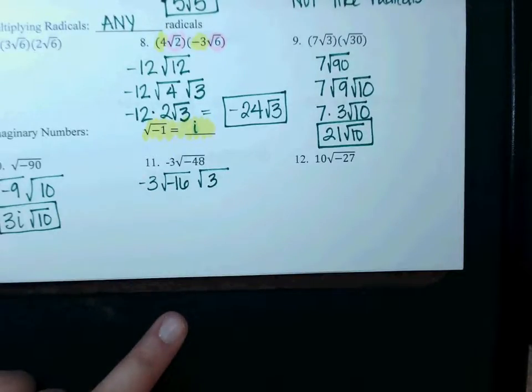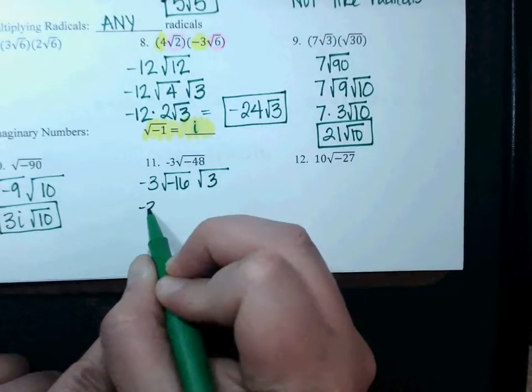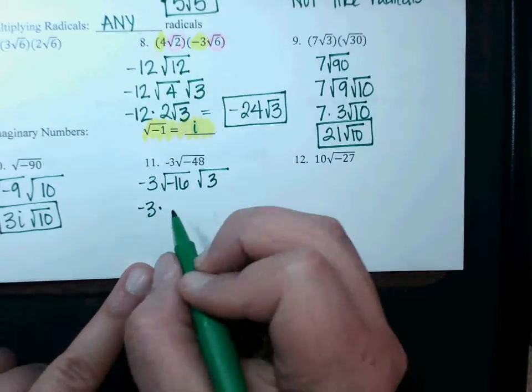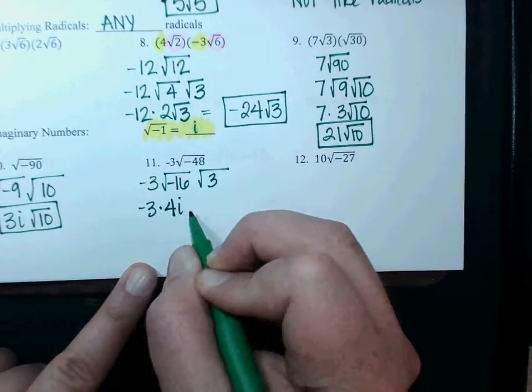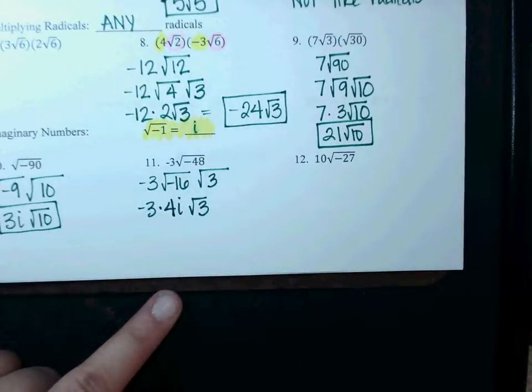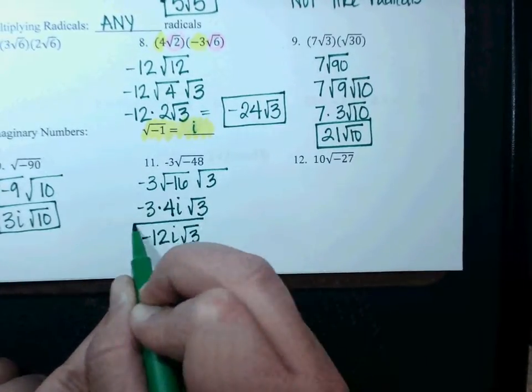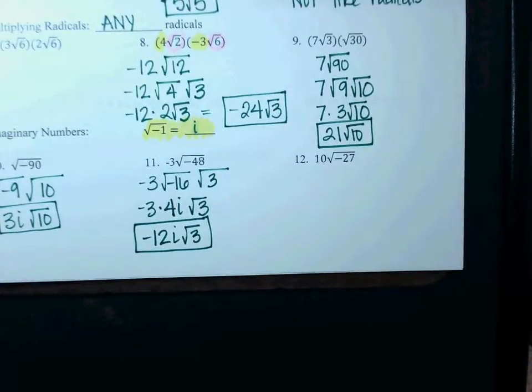Then whatever the square root of 16 is, if it's negative, you just put an I with it. So my negative 3 is going to stay right here. What is the square root of negative 16? What would it be? 4I root 3. And the rules are the same. What would I do with those coefficients next? Negative 12I root 3 left over. Okay, so the actual way that it works is very similar to what you should already be semi-familiar with.